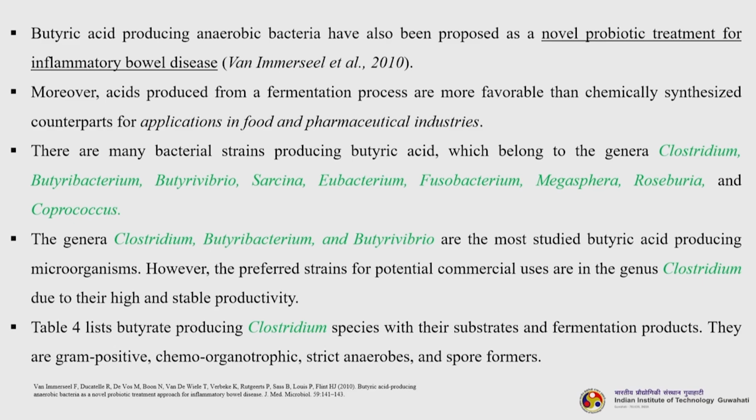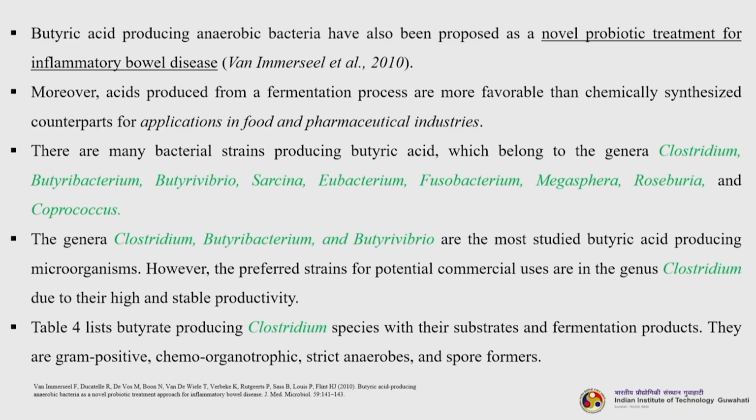There are many bacterial strains producing butyric acid, which belong to the genera Clostridium, Butyribacterium, Butyrivibrio, Sarcina, Eubacterium, Fusobacterium, Megasphaera, Roseburia and Coprococcus. The genera Clostridium, Butyribacterium and Butyrivibrio are the most studied butyric acid producing microorganisms. However, the preferred strains for potential commercial uses are in the genus Clostridium. The reason is that they have high and stable productivity performance.